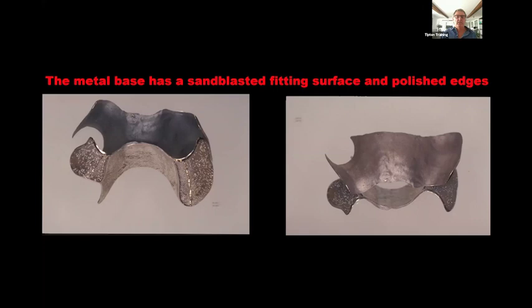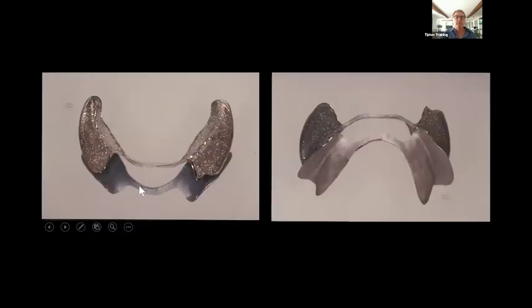And you can see here it's been made so that we can add acrylic. It's got these little balls or roughened surface so we can add acrylic. And here are our beautiful polished edges and sandblasted surface. Same thing in the lower, polished margins, sandblasted under surface.